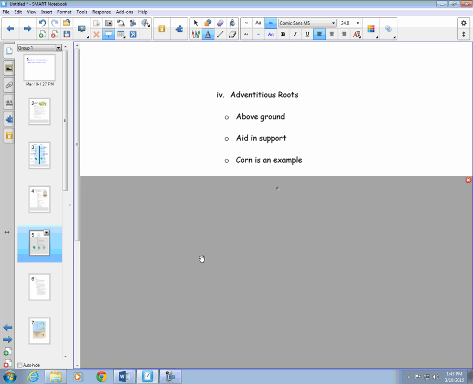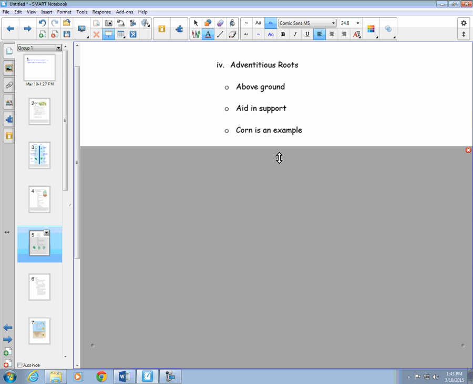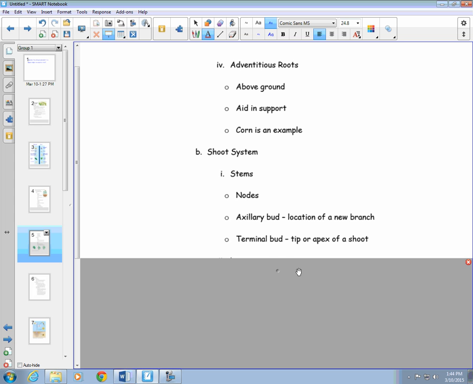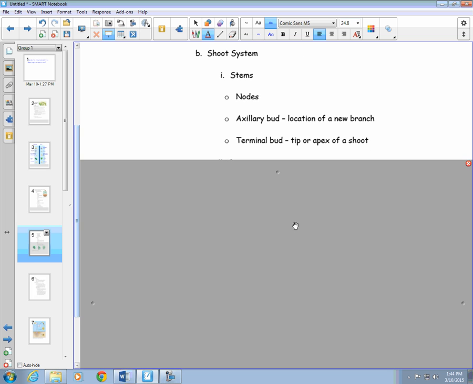Into the shoot system. As water and minerals are carried up into the stems, stems have nodes, and from those nodes can grow different types of buds. This could be an axillary bud, which I spelled wrong. It should be AXI. There could be axillary buds, which will be the beginning of a new branch. A terminal bud is the tip of the shoot. So at the very end of the stem, at the tip, is where a new stem might continue to grow.